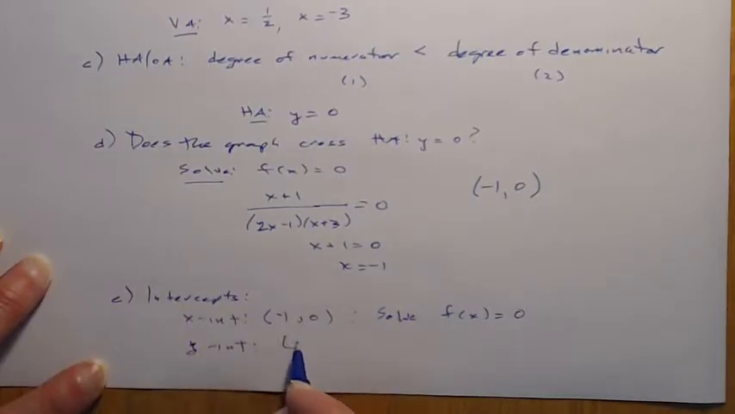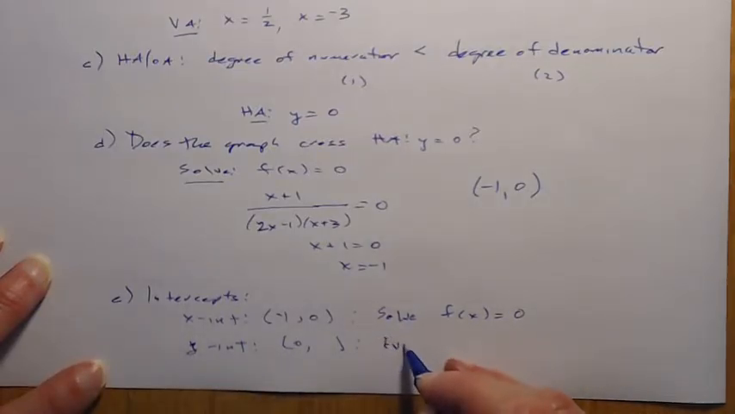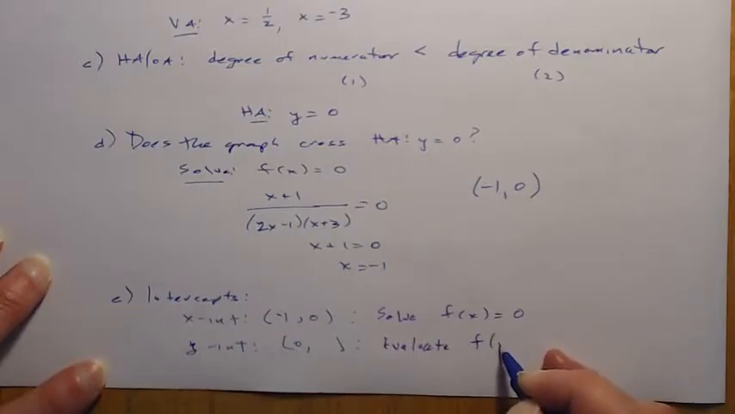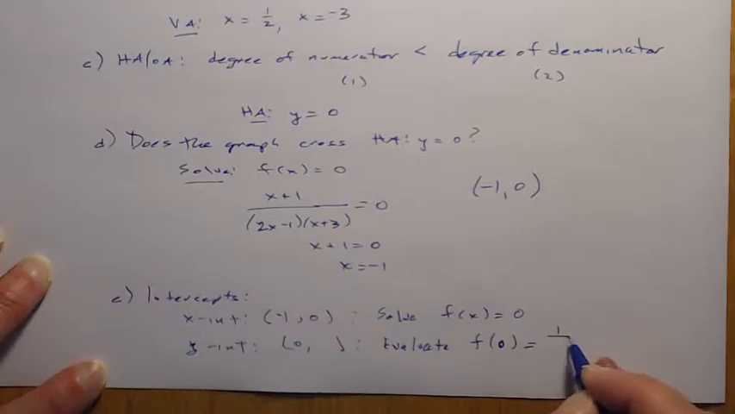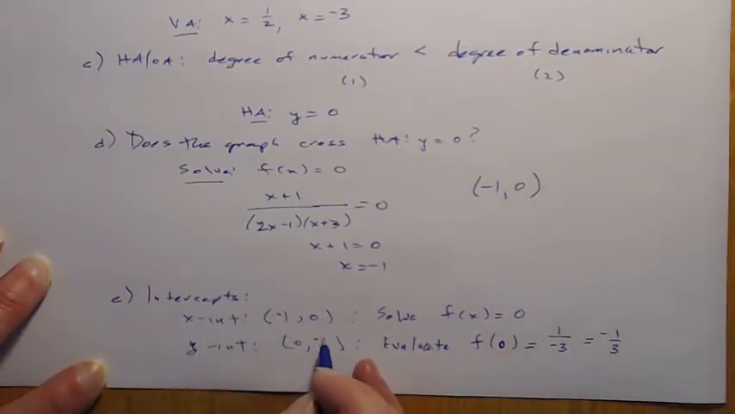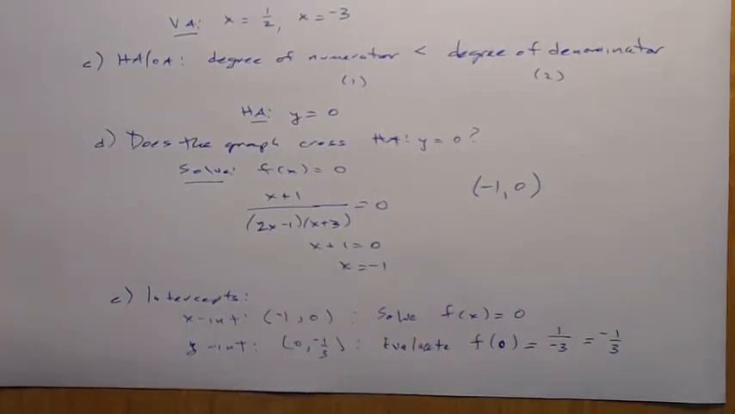For the y-intercept, remember if it's on the y-axis, the point has the form (0, something). So we just need to evaluate f at 0. If you plug in 0, the numerator becomes 1 and the denominator becomes -3, so it's -1/3. Now we'll take all this information and put it into a graph.